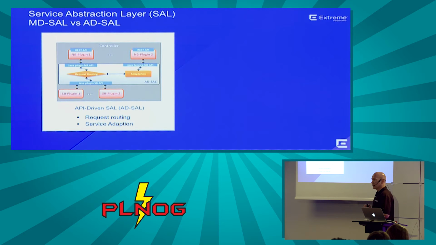You do have some kind of abstraction happening here as well. So as you can see, you might have a plugin connecting in here to an adaptation layer, and that's going to translate it once again into request routing, basically providing the connectivity, right?